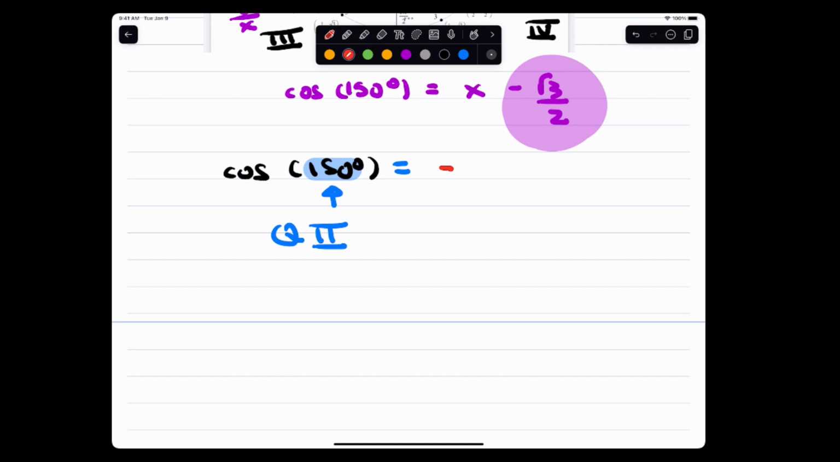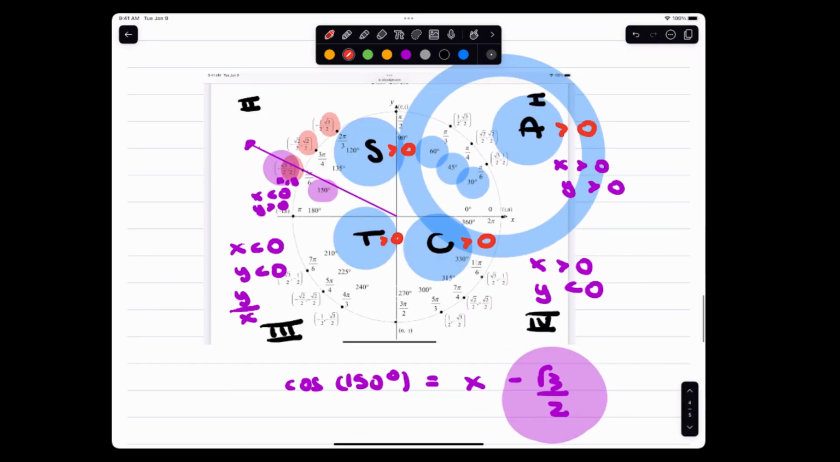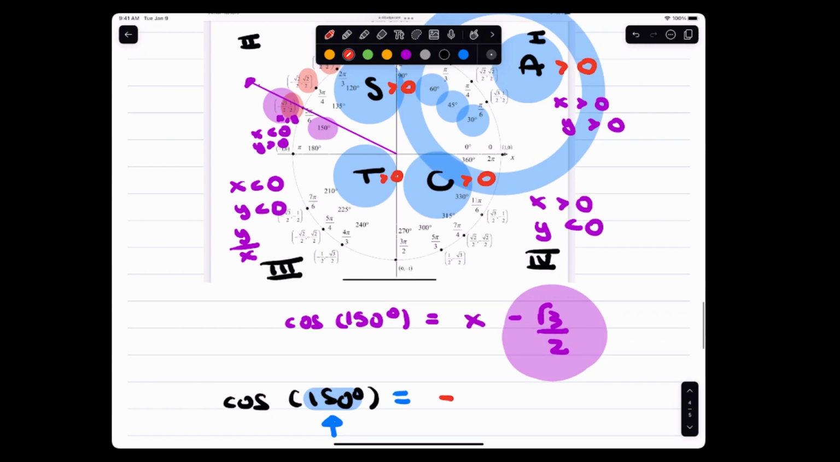But what I'm going to introduce you guys to, this is the first thing you have to do. Quadrant 2, cosine is negative. This is why you have this acronym, all students take calculus. Now, there's more to this story.